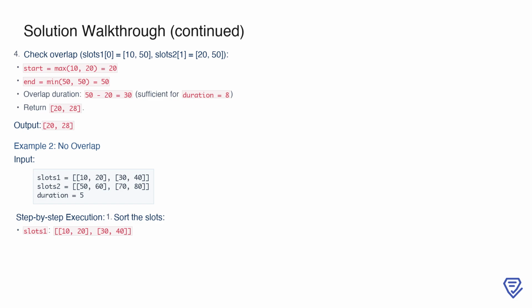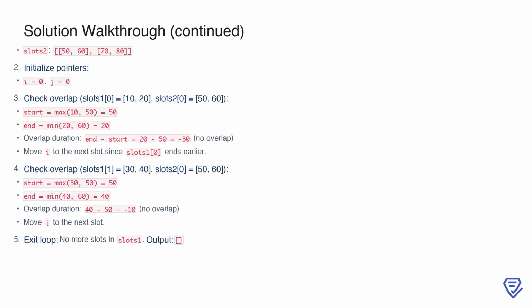Moving on to the second example, we're given two lists of time slots where the intervals don't overlap. The required meeting duration is 5 minutes. As before, we start by sorting the lists, and in this case, they're already sorted. Slots1 is [10, 20], [30, 40], and slots2 is [50, 60], [70, 80]. We initialize pointers i and j to 0 and begin by comparing the first slots, slots1[0], which is [10, 20], and slots2[0], which is [50, 60].